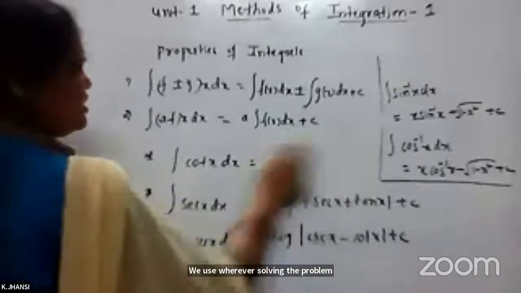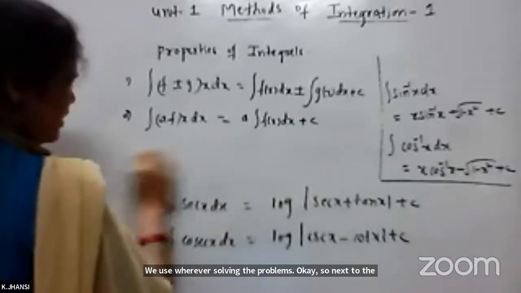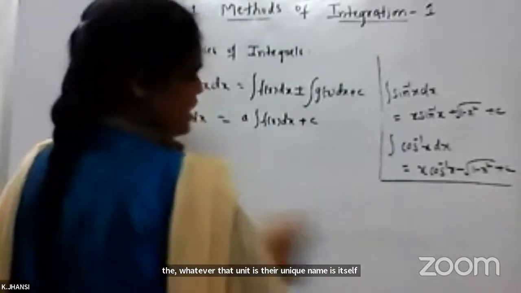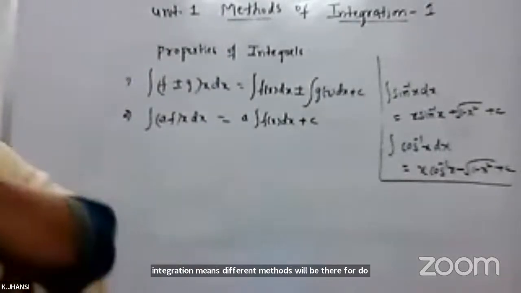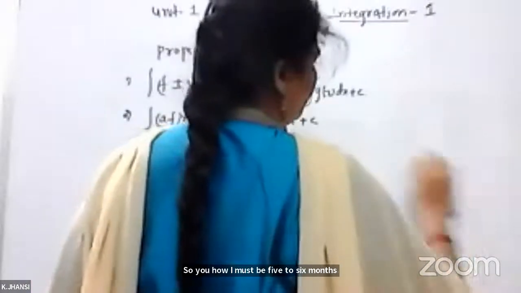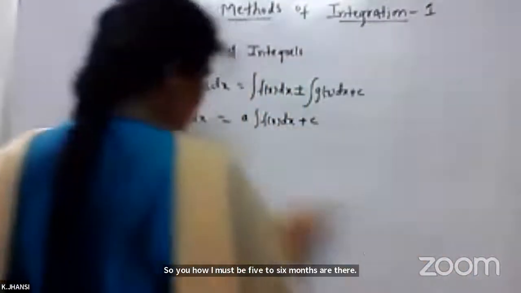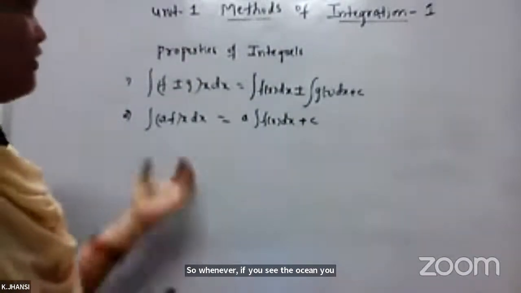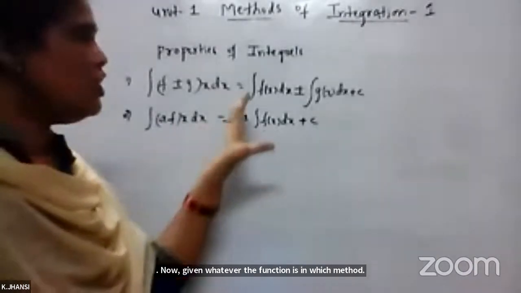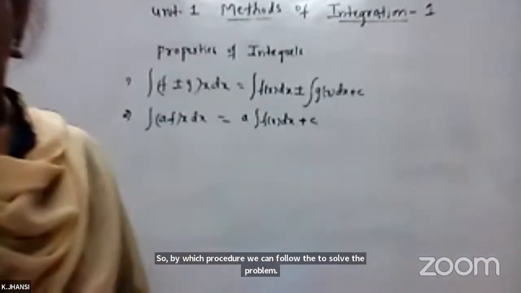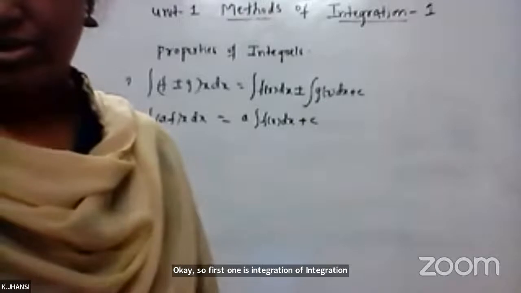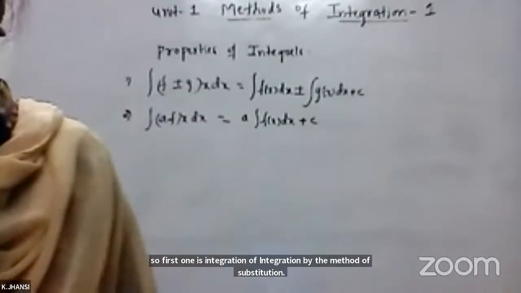Okay. So next, the unit name itself is methods of integration. Methods of integration means different methods are there for doing the integration of the given functions. So you have almost 5 to 6 methods. Whenever you see a question, you have to identify in which method the given function falls, by which procedure we can follow to solve the problem. Okay. So first one is integration by the method of substitution.